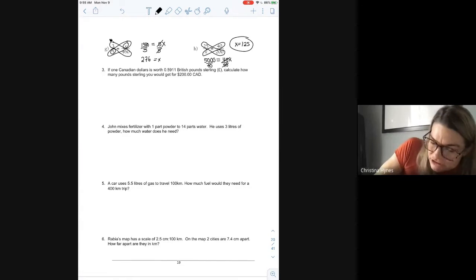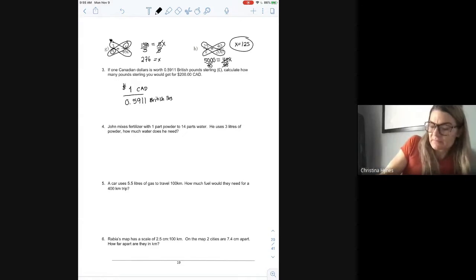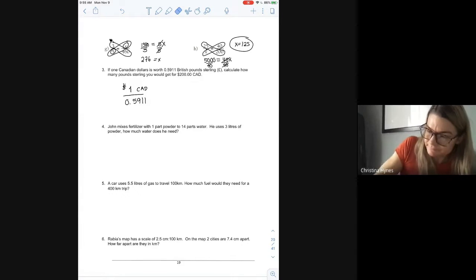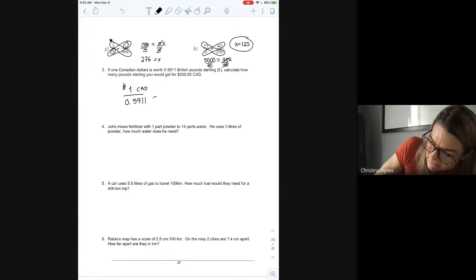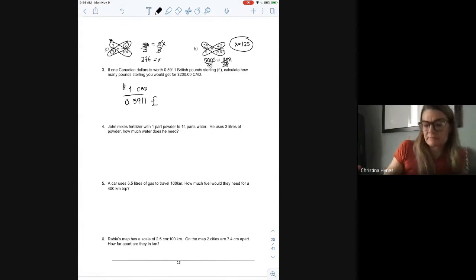1 Canadian dollar, so we start by writing 1 Canadian dollar is worth, and right underneath it, you write what it's worth in British pounds. So it's equal to 0.5911 British pounds. Actually, I should use the symbol that they have. This is their money symbol. So I know that 1 Canadian dollar is equivalent to 0.5911 pounds, okay? And then you put an equal sign in between.